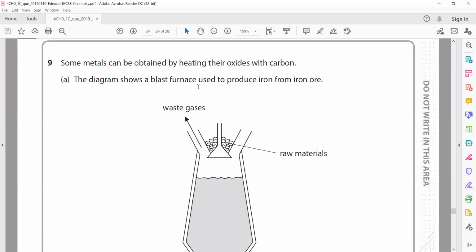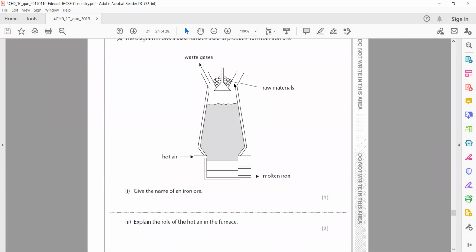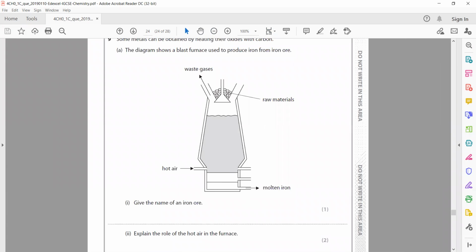So, in question 9, some metals can be obtained by heating their oxides with carbon. The diagram shows a blast furnace used to produce iron. What we call the ore of the iron is called hematite.